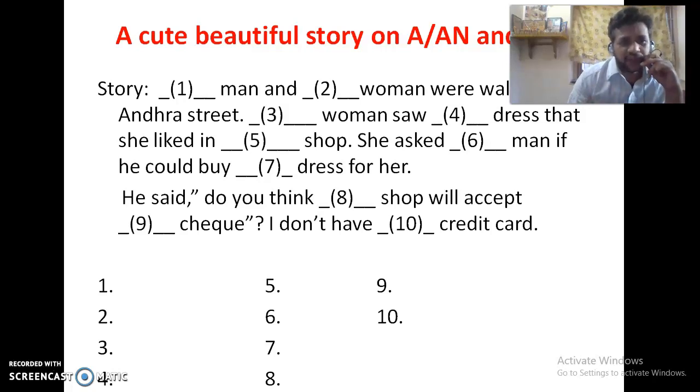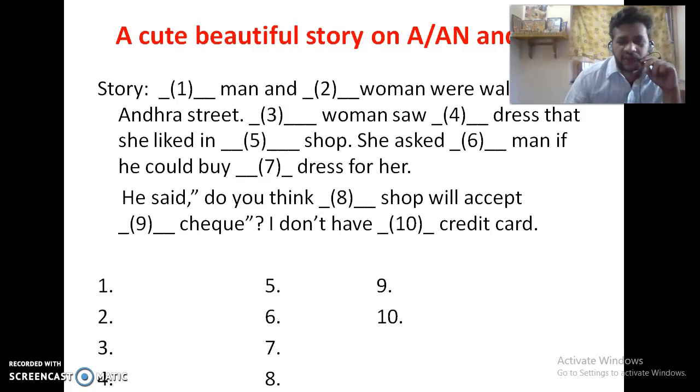Once again, I am repeating the story. Dash man and dash woman were walking in the street. Dash woman saw dash dress that she liked in dash shop. She asked dash man if she could buy dash dress for her. He said, "Do you think dash shop will accept dash check? I don't have dash credit card." So please think about this story once or twice, then pause and write your answers, and suggest your answers to me through comments.